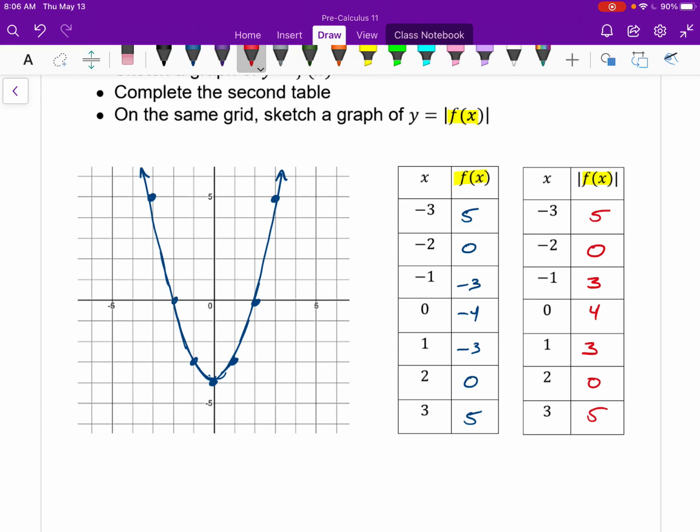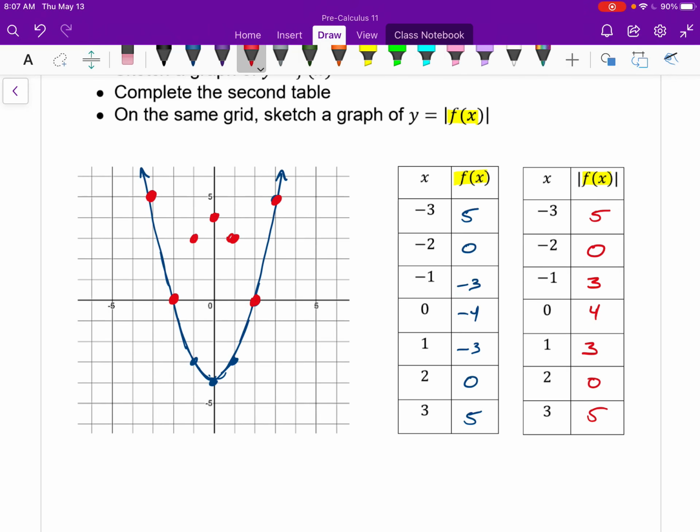OK, so what does the absolute value of f of x look like? A table doesn't tell me exactly what it looks like. A table can give me a good sense and kind of a feeling for what's happening here. So let me plot these points. Negative 3, 5, I'll show that in red. That's so far no different. Negative 2, 0. But here's where things change. Negative 1, positive 3. That's up here. 0, positive 4. 1, positive 3. 2, 0. That's where the other one was. And 3, 5.